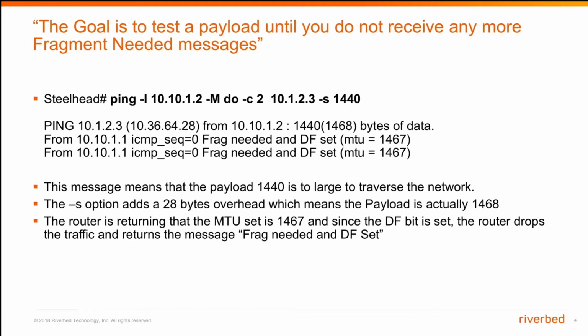You keep on checking the number, work your way down until you get just a ping without the frag needed and DF set. So you'll get the ICMP sequence with the 0 saying that it was reachable, and once you find that number, that's what we recommend that you put the MTU setting to.